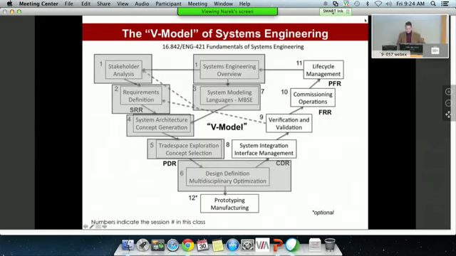Let me just remind you briefly where we stand in terms of the class and the V model in particular. We made great progress, and we've essentially covered the whole left side, the bottom, and what we'll do starting next week is really climb up on the right side. So next week's topic is system integration and interface management. Then we'll cover verification, validation, commissioning and operations, and then our final official lecture is lifecycle management.